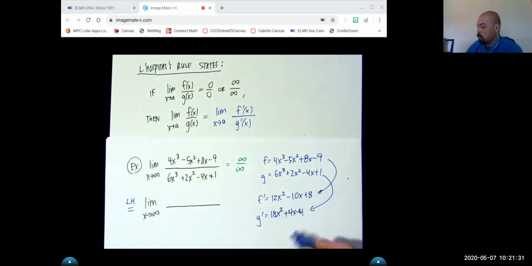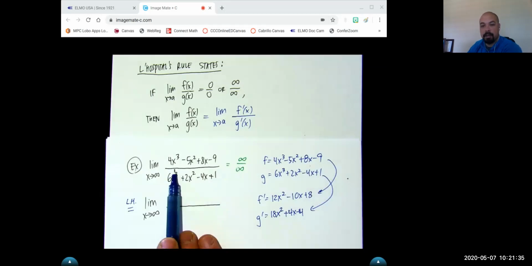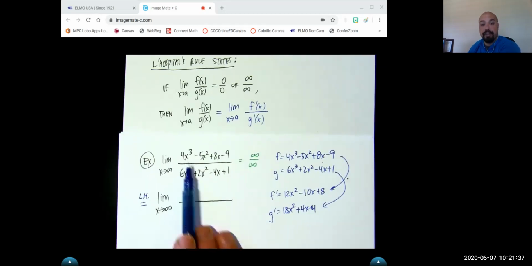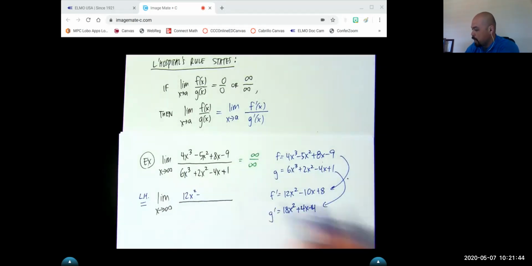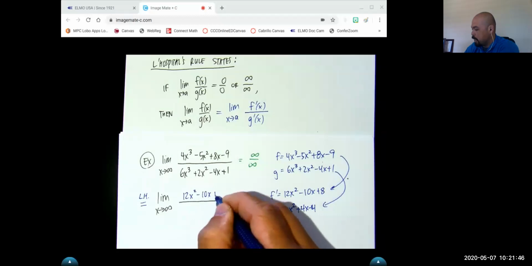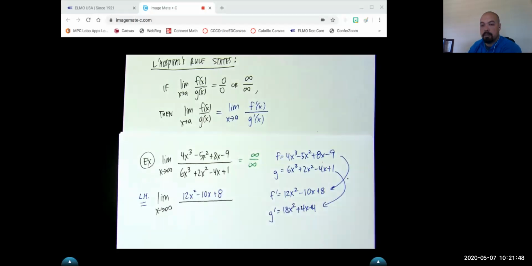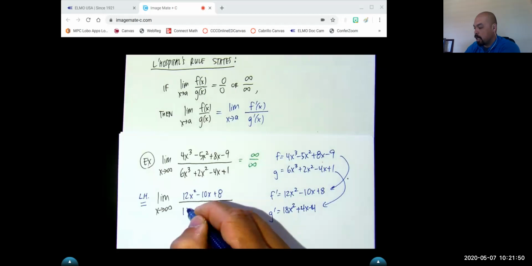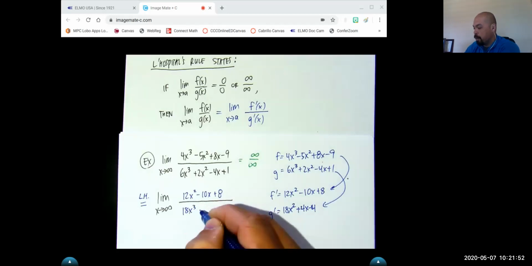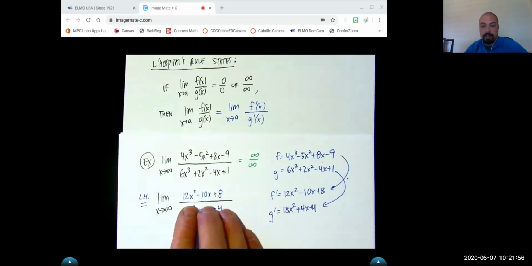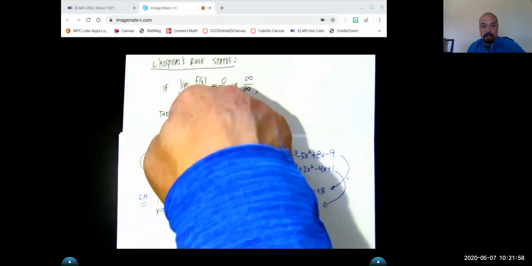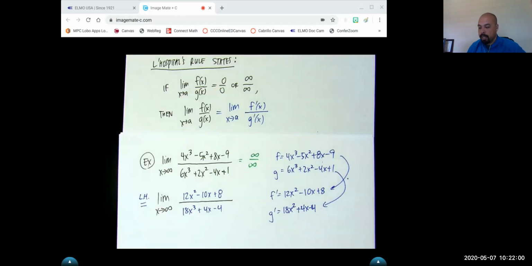So L'Hopital's rule says that I can use those derivatives as their ratio instead. So I can drop in 12x squared minus 10x plus 8 as the numerator. Denominator, taking the derivative directly, 18x squared plus 4x minus 4. Again, not a quotient rule. We're just taking the numerator's derivative and the denominator's derivative, putting those in place.